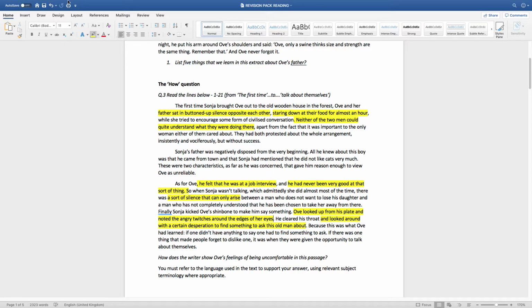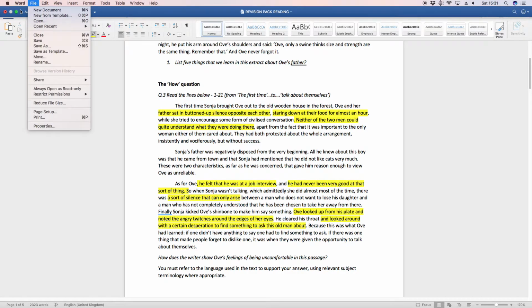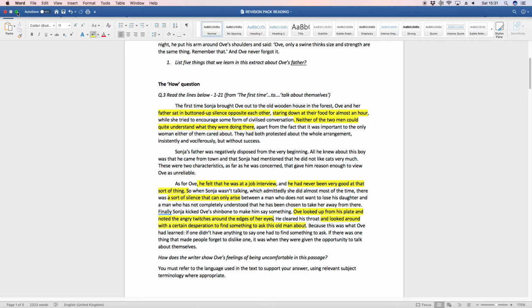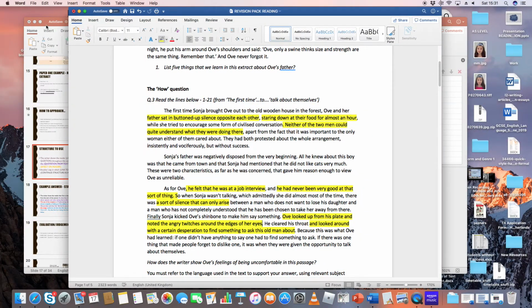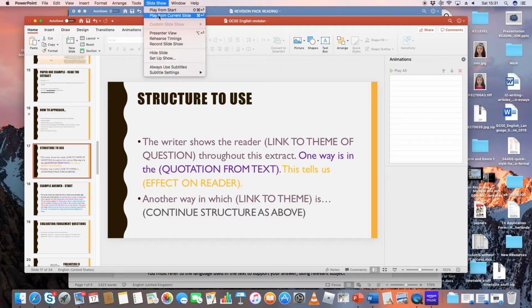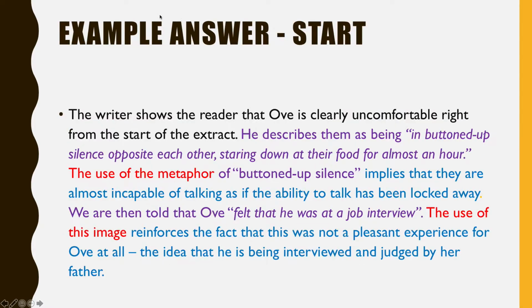Okay, so if we go back to the PowerPoint, bear with me, there we go. Okay, so we've got an example of how we can start it here. So the writer shows the reader that Ove is clearly uncomfortable right from the start of the extract. Describing them as being in buttoned-up silence opposite each other, staring down at food for almost an hour. The use of the metaphor of buttoned-up silence implies that they are almost incapable of talking, as if the ability to talk has been locked away.